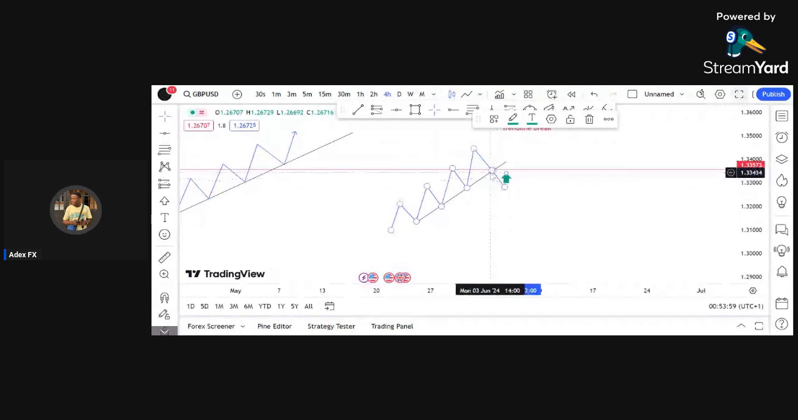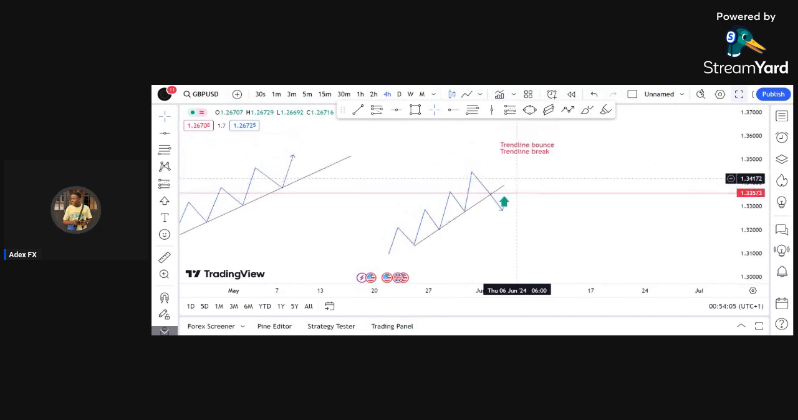This is the point where we call the trend line break. So we have two types of break under this trend line break. We have the immediate break.